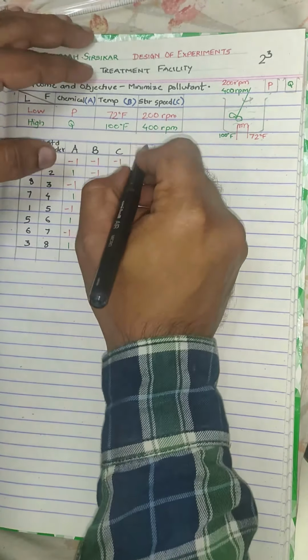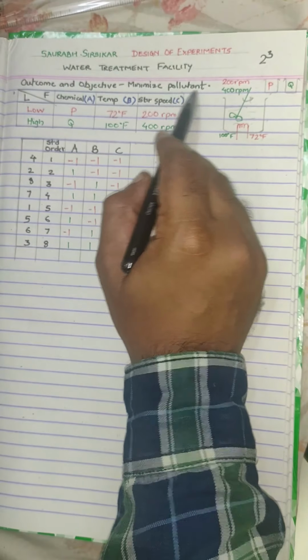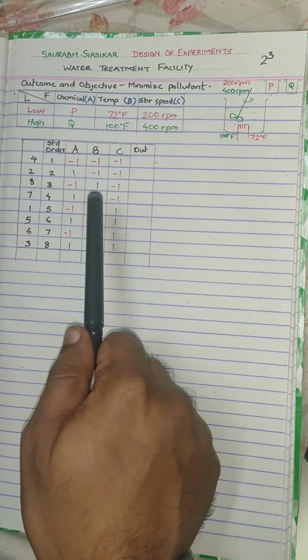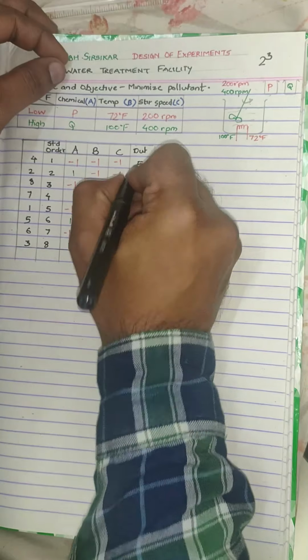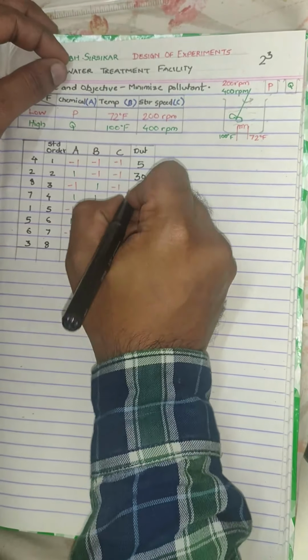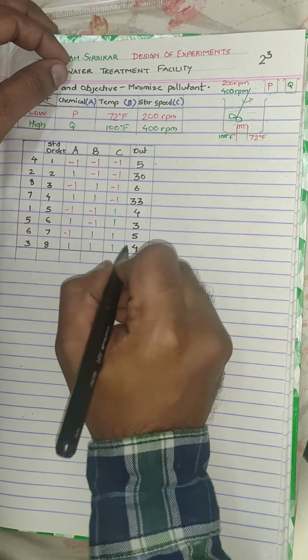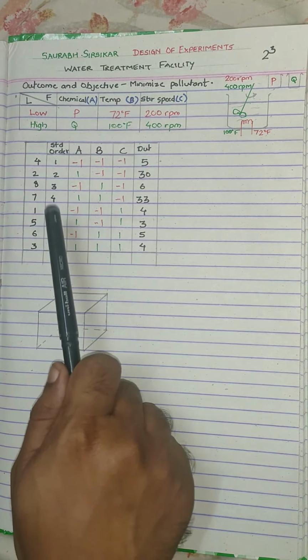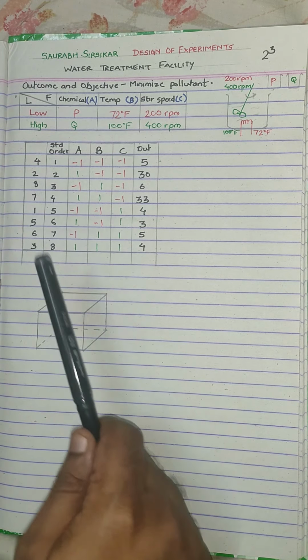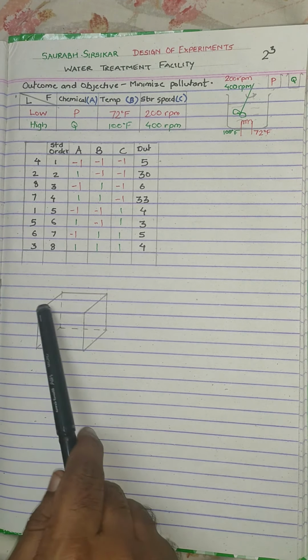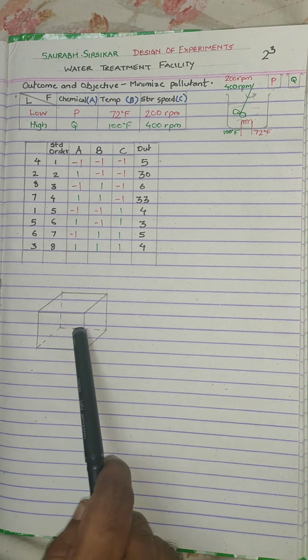So at the output I am going to measure the pollutant in pounds. So after the author conducted these experiments, the outcomes he got are 5, 36, 33, 3, 5, 4. So after running the experiment, our next step is to do the analysis, and the first step in doing analysis of an experiment is to draw a cube plot.